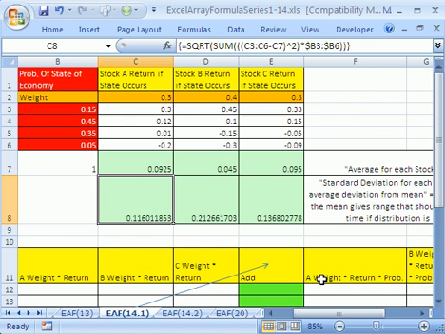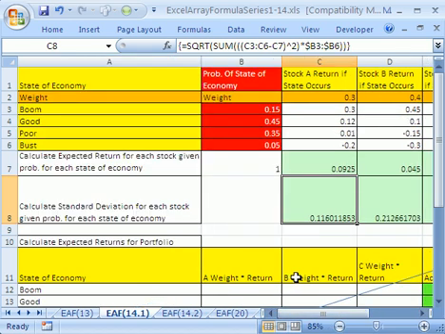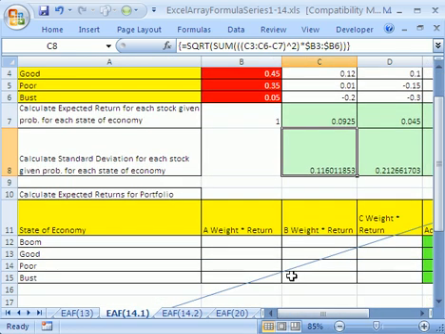Now that's the expected value and the standard deviation for each individual stock given our estimations here. The next bit of this is going to be a little bit more complicated. We need to calculate expected returns for the portfolio and the standard deviation.